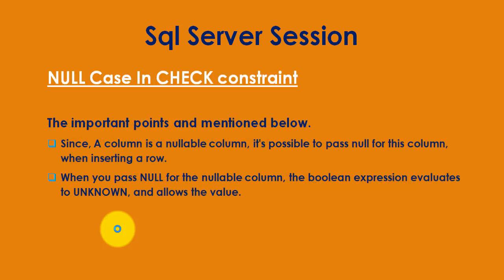So null case in check constraint. What is the null case in check constraint? It is the most important point mentioned below, that since a column is a nullable column. I have described already in my previous session that I have implemented one table, tbl person. There is a column called age column. It is a nullable column, so it is possible to pass null for this column when inserting a row. When you pass a null for the nullable column, the boolean expression evaluates to unknown and it allows that value. So it means if you implement the check constraint using the age column and it is a nullable column, if you pass the null value for this column, then the check constraint allows this null value to be inserted into the age column. So there is no restriction at all.